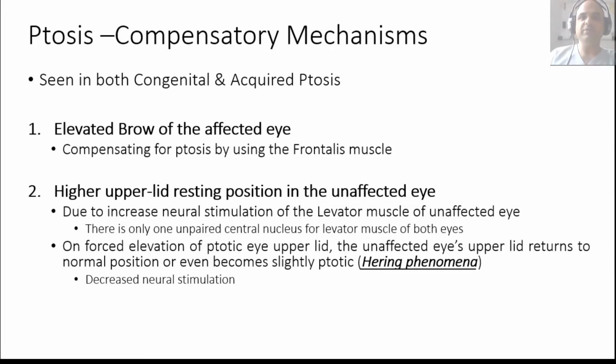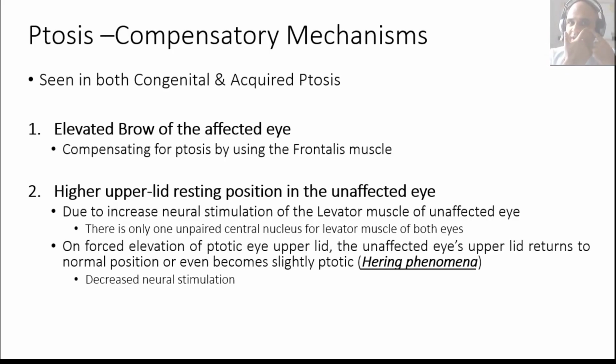And that also makes sense because remember we talked about there is only one nucleus for both levator palpebrae superioris. And if you have ptosis in one eye and it is because of either a congenital or an acquired reason, the central nervous system would send impulses to the third nerve nucleus responsible for elevation of the lids. And if it can't elevate the lid, it would send even more impulses. The eye with the ptosis won't respond because it has a ptosis. It could be neurogenic, it could be myogenic, but it won't respond.